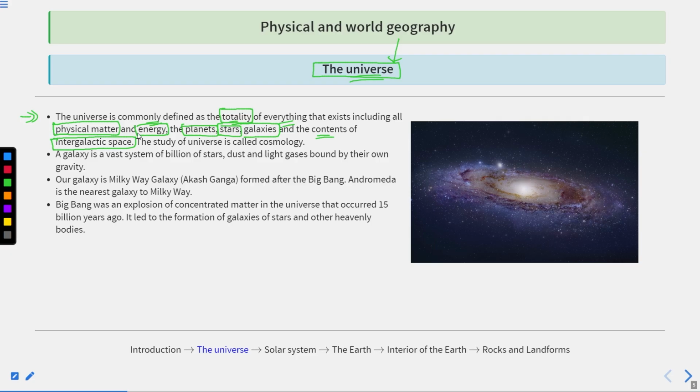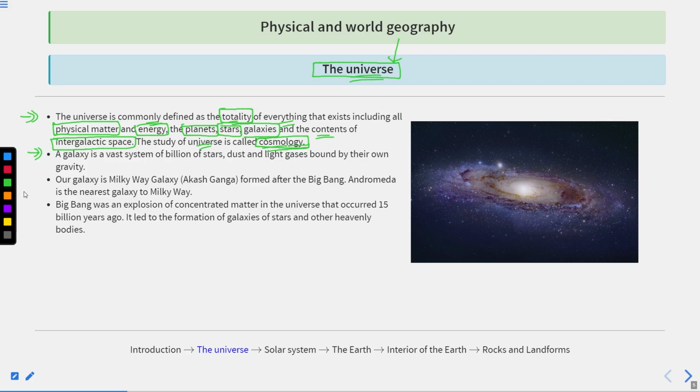Here are some examples that we have seen. Physical matter, part of the universe. Energy, part of the universe. Planets, part of the universe. Stars, part of the universe. Galaxies, part of the universe, and the contents of intergalactic space are also part of the universe. Combinedly, the study of the universe is famously known as cosmology. Here the word logy signifies the study and cosmos signifies the universe. So this is the study of the universe, cosmology.